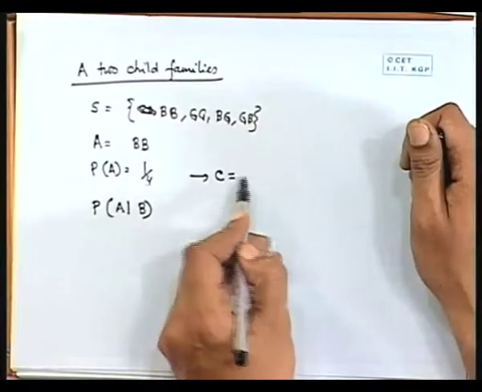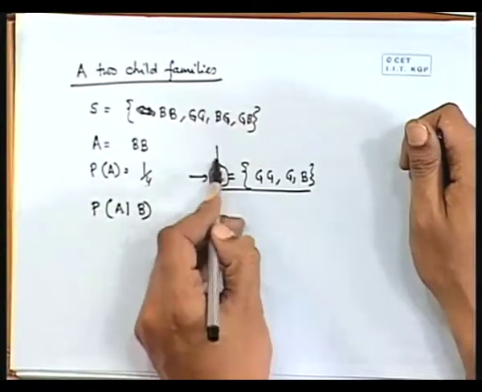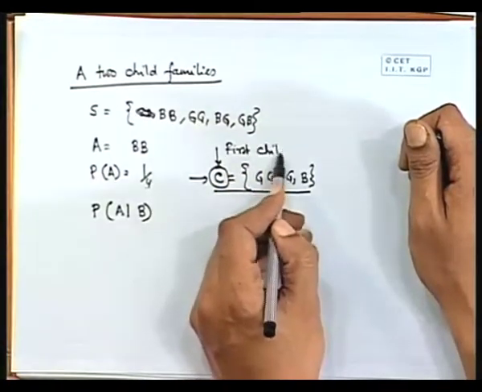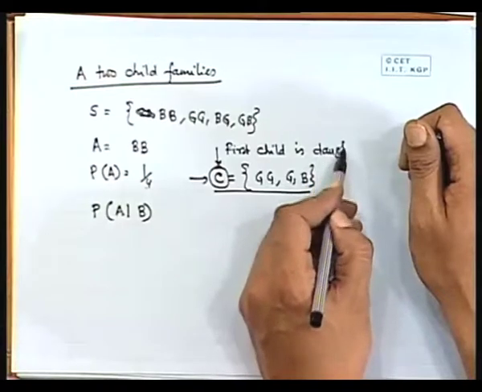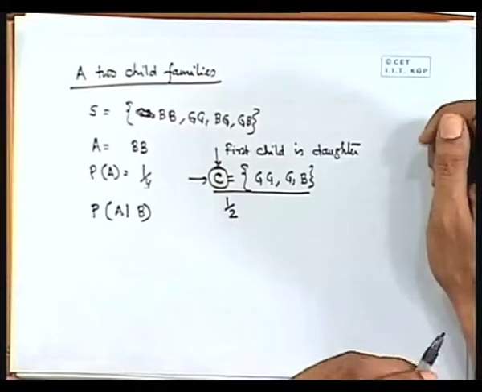Now, what is the probability that you will get both daughters given that you already have a daughter? Given that the first child is a daughter, what is the probability that you will get two daughters? Half. Now, let us see. So, probability of A given B. Now, what is the probability that the first child is a daughter? What is that set? It is GG and GB. This is the event that the first child is a daughter. What is the probability of this event? Half.